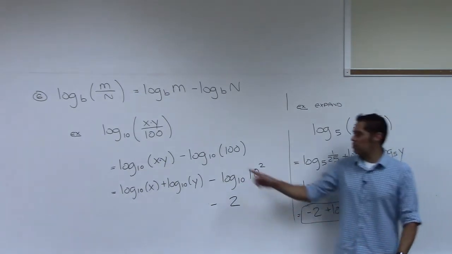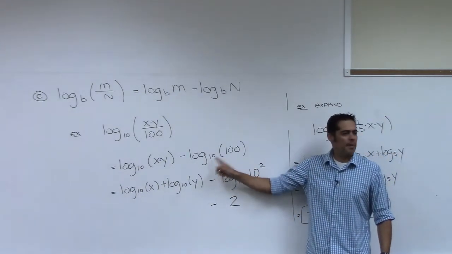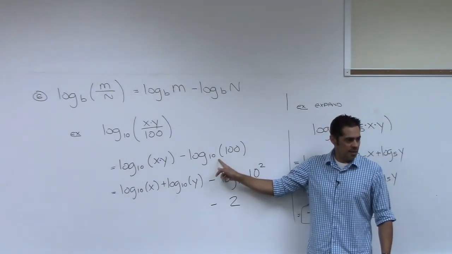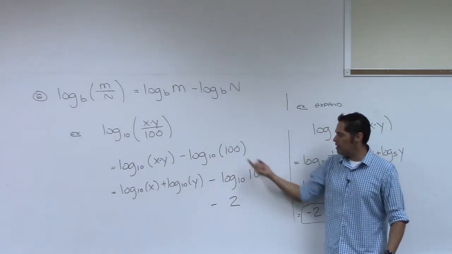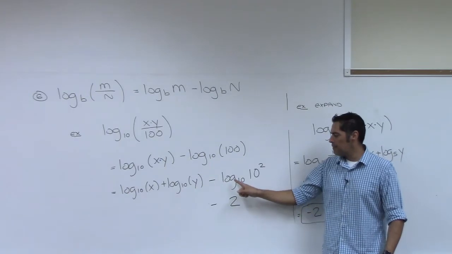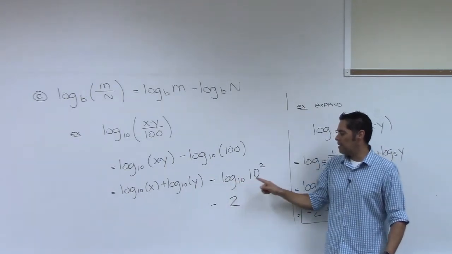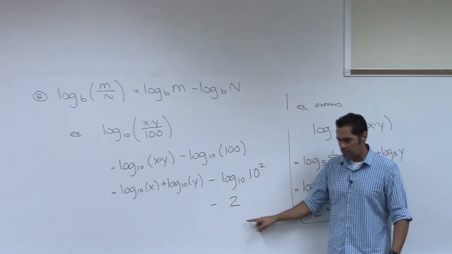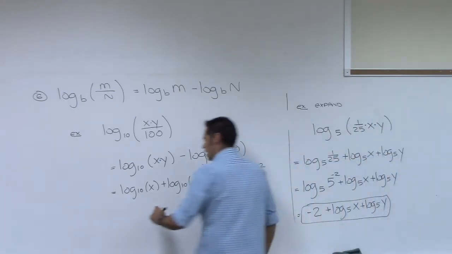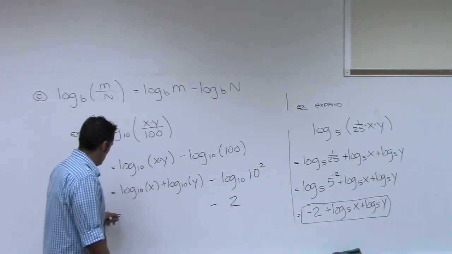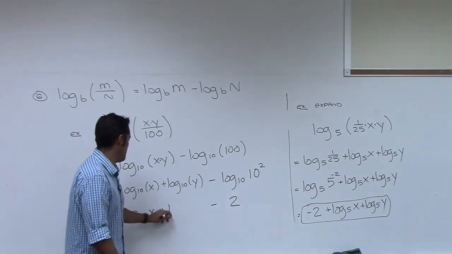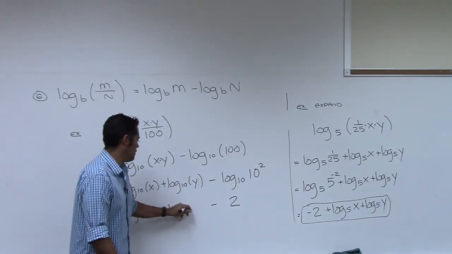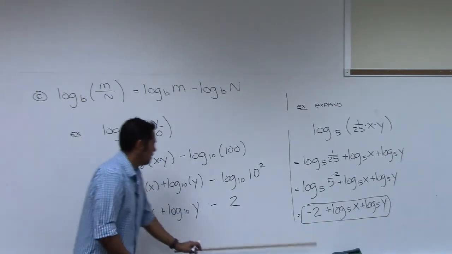Now you could have got 2 from right here because you're saying 10 to what power is 100? Right? 10 to what power is 100? That's 10 squared, that's 2. But I rewrote 100 as 10 squared so you could see the property, the third property, log base b of b to the x equals x. Now we still have these logs out front. Log base 10. Can I do anything to these? No. Okay.